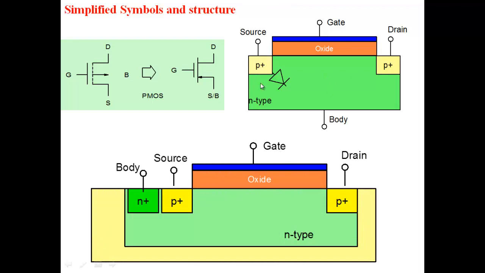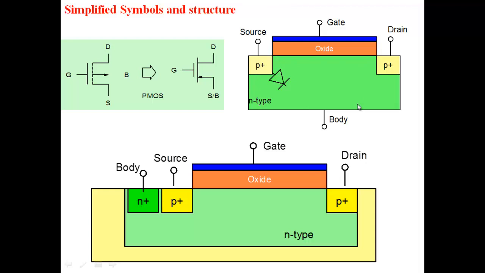Now note, P type MOSFET requires an N type body here, right? So this is P plus, this is P plus, this is N type. So by applying a negative gate voltage, what I'm going to do is create an inversion layer of holes here, because this is normally N type. So I'm going to invert the surface and create an inversion layer of holes here, right?